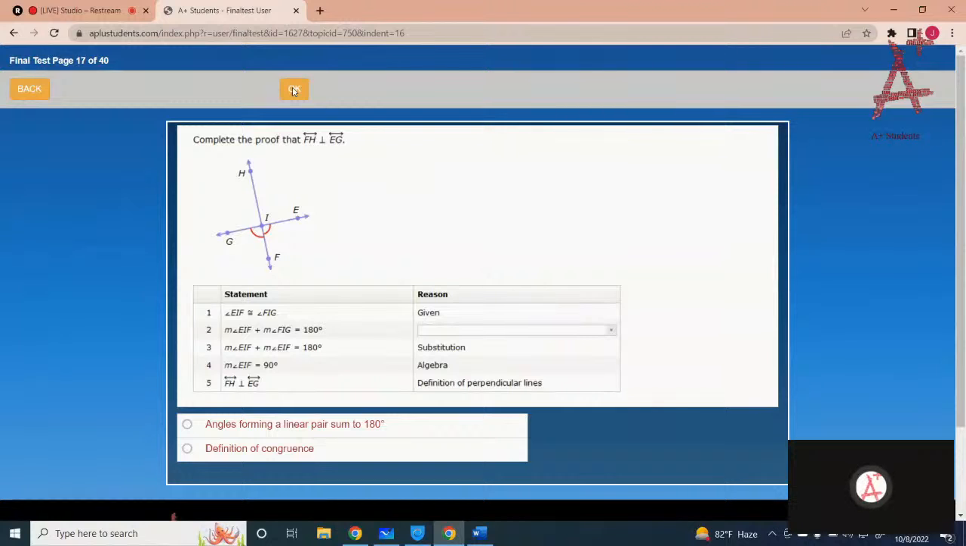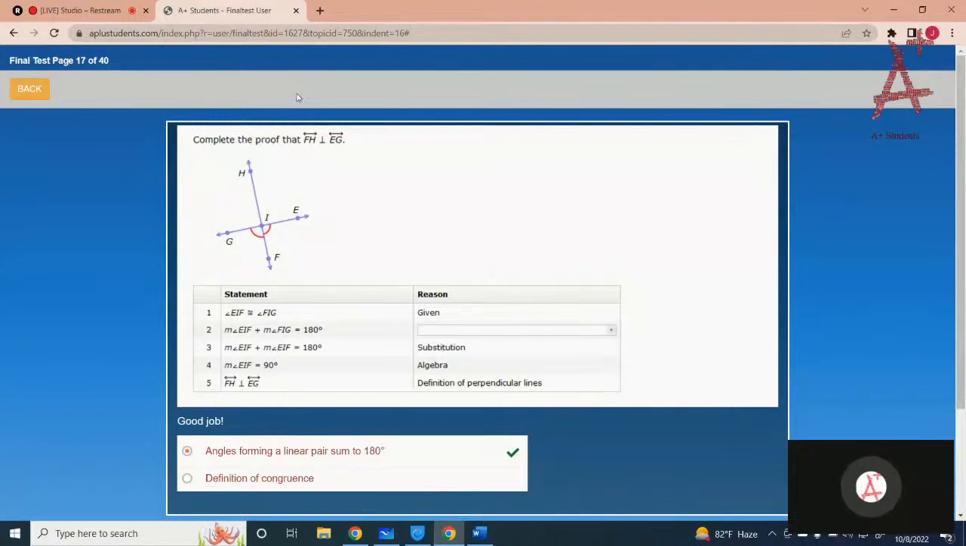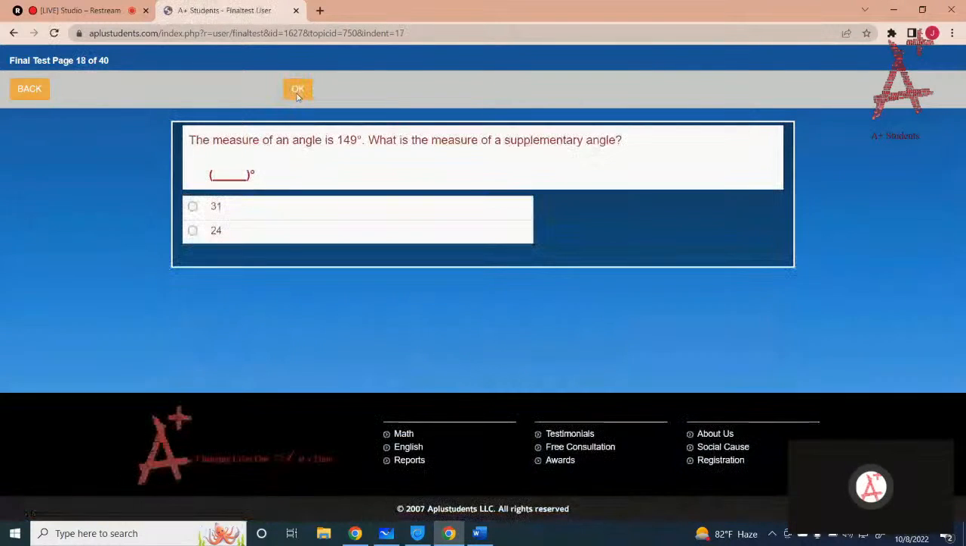Okay, complete the proof: FH is perpendicular to EG. So you are given angle EIF is congruent to angle FIG, and the measure of angle EIF plus the measure of angle FIG is 180 degrees, because angles forming a linear pair sum to 180 degrees. Got it? So select the correct option and click on the OK button. You can complete the test by yourself later today. I'm just moving on to the next topic.